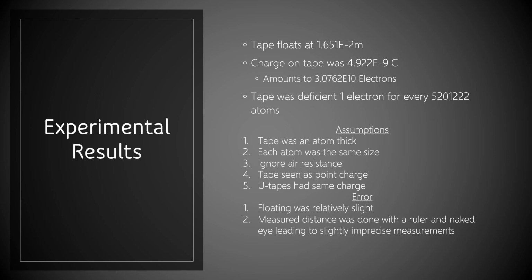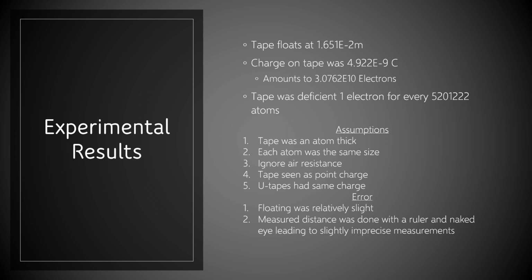A source of error as I did this was that the floating was relatively slight. I was expecting it to be a little more pronounced, but it was not. However, there was definitely movement, and that movement, without the tapes getting too close to each other, is what I used to determine if it was floating or not, but that might not be exactly precise. I measured the distance while holding the tape and then using a ruler, so that could definitely have led to some imprecision in the measurements.